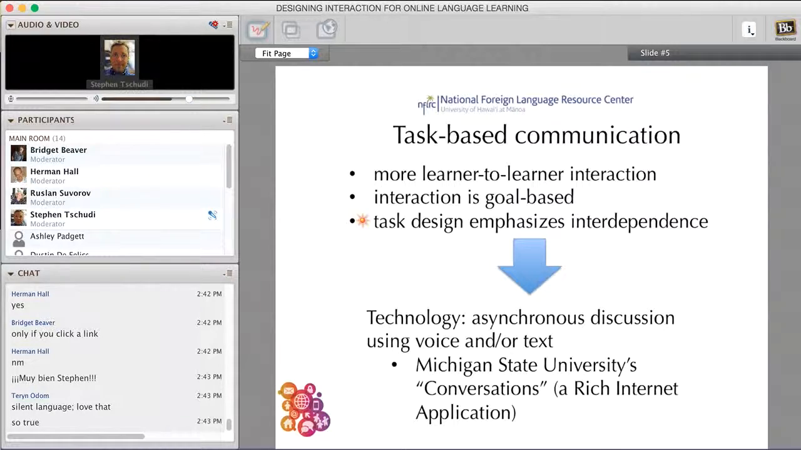Here's what I mean by this. Imagine an online forum where you have students each post their own phone number. In that task design, each student is simply contributing to the forum and sort of showing that they know how to say their phone number.